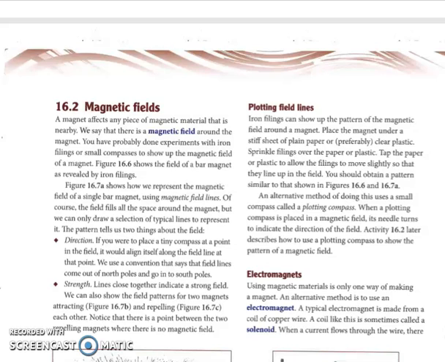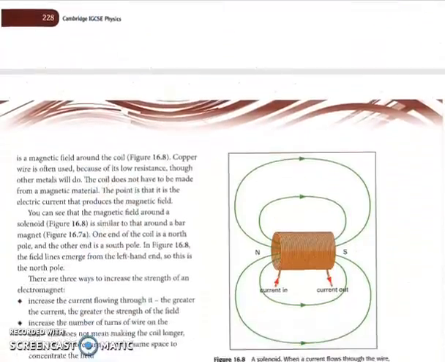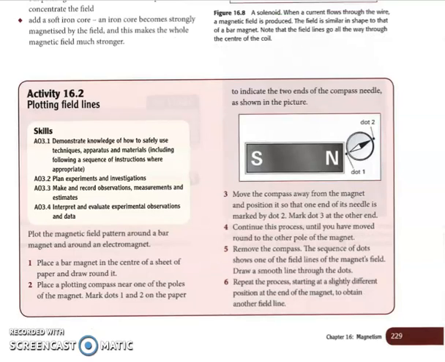I think we have shown this in standard 7. When a plotting compass is placed in a magnetic field, the needle turns to indicate the direction of the field. Activity 6.2 later describes how to use a plotting compass to show the pattern of the magnetic field. So you have activity 6.2.